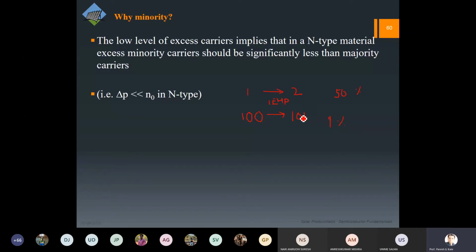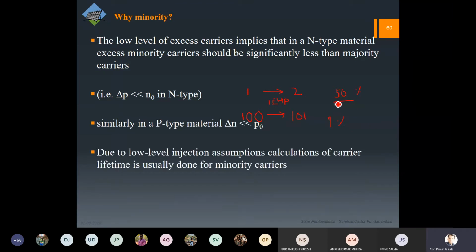So that's why the light is changing the concentration more for the minority carriers, and the same thing we can talk about for the other type of material as well. This injection we call low level injection. We have very small numbers of new carriers coming up. Low level and high level injection we will talk about sometime later.